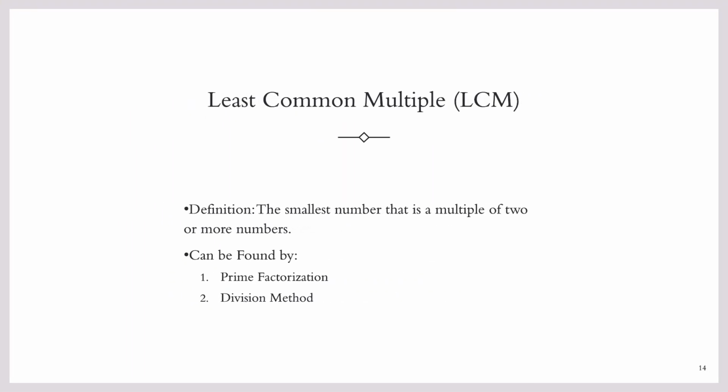Similarly, least common multiple is a term that is used to calculate or find the smallest number that is a multiple of two or more numbers. It can be found by prime factorization and division method.